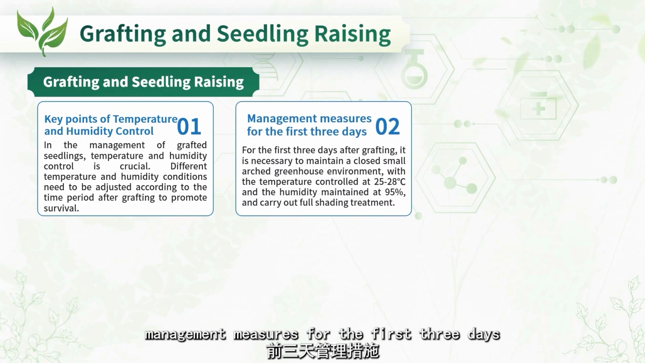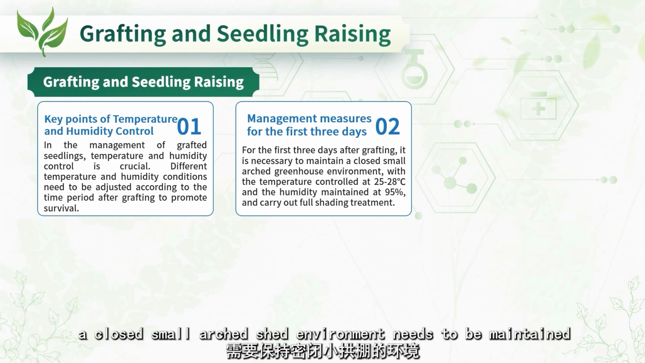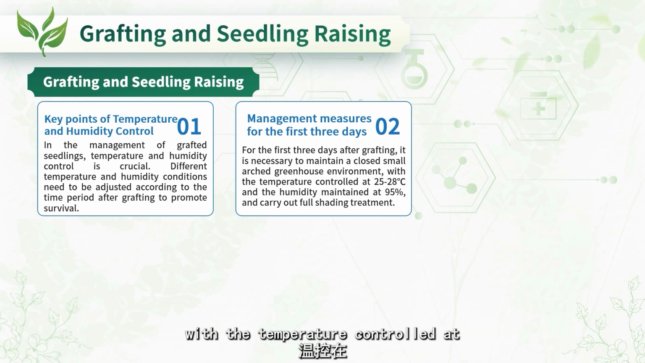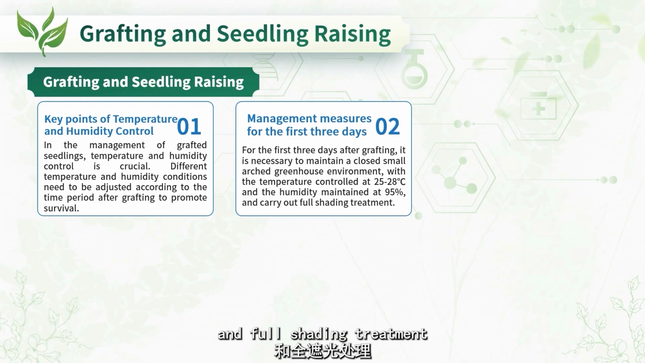Management measures for the first 3 days. In the first 3 days after grafting, a closed small arched shed environment needs to be maintained, with the temperature controlled at 28 degrees C, the humidity maintained at 95%, and full shading treatment.